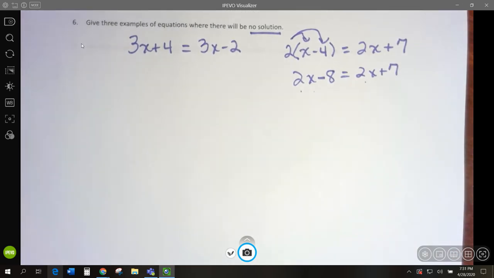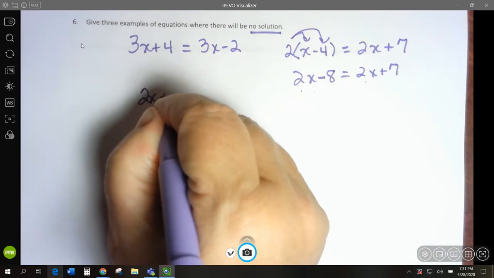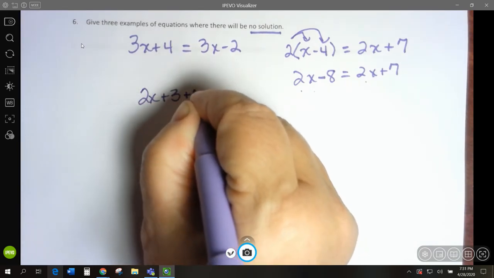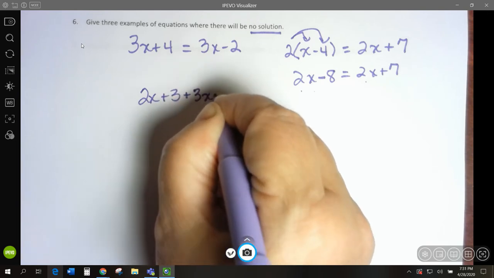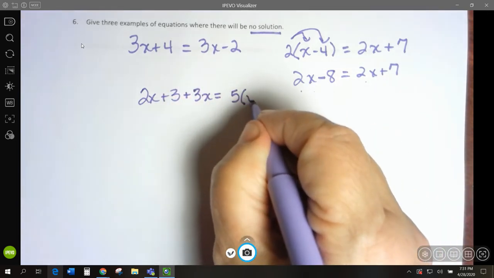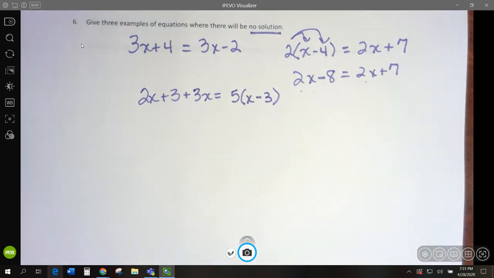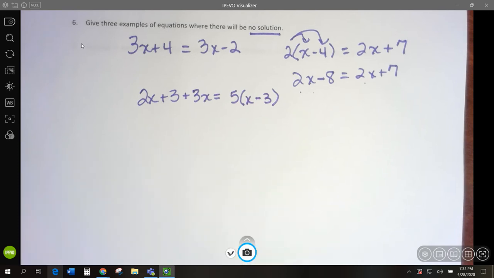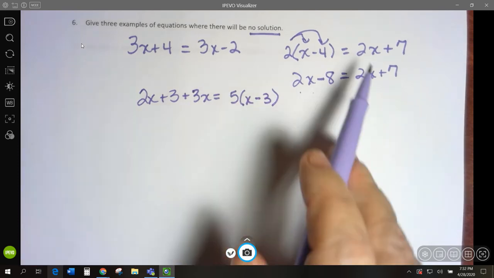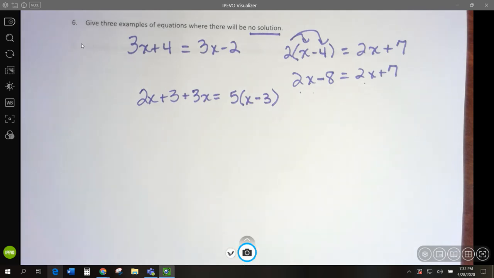Another one with no solutions. Let's say 2x + 3 + 3x = 5(x - 3). Okay. Now, number 7 says, once again, to solve one of these. So we're going to work on solving this to prove that there's no solutions.